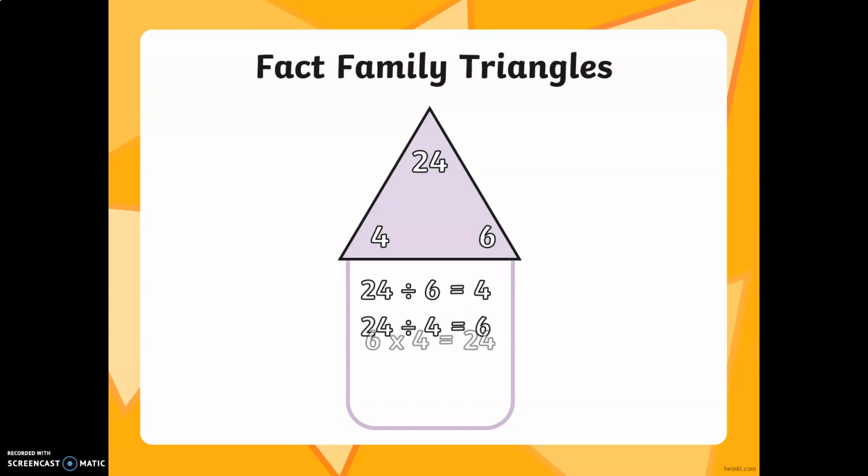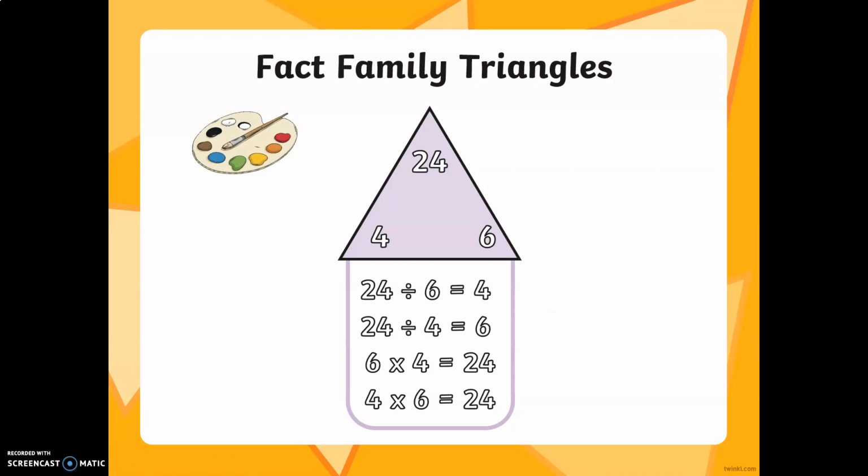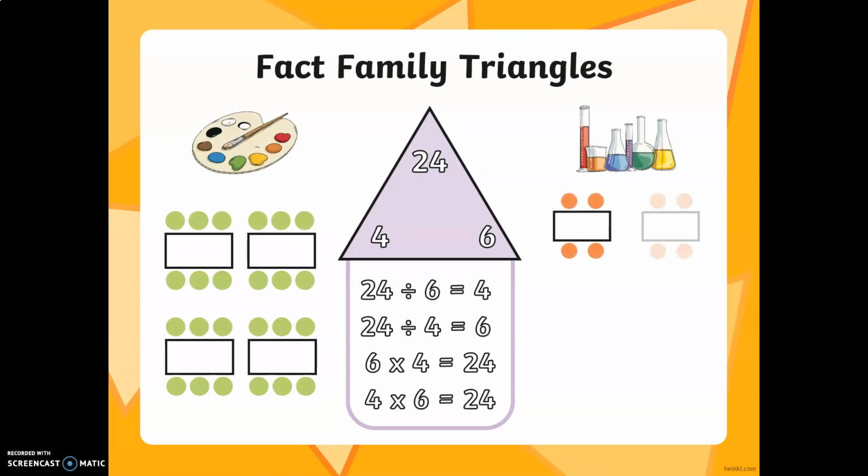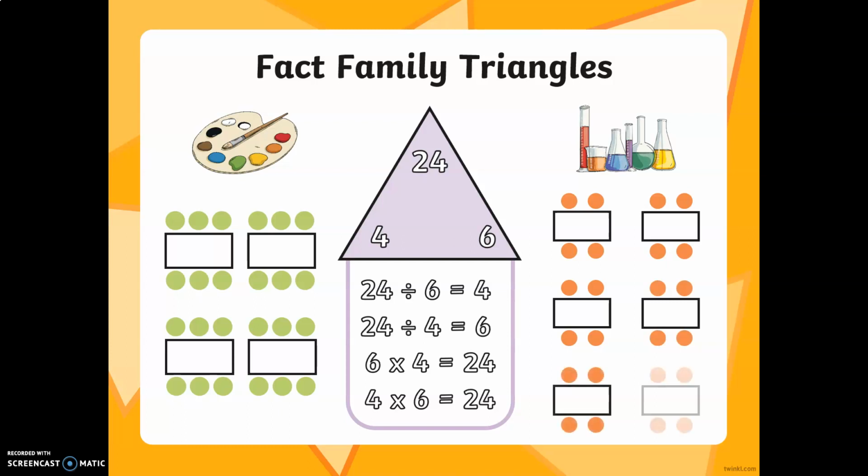So here are the 4 sums that can be created from these 3 numbers. 4 and 6 and 6 and 4 can be multiplied to equal 24. 24 can be divided by 4 or 6 equally. And here's a little representation of that.